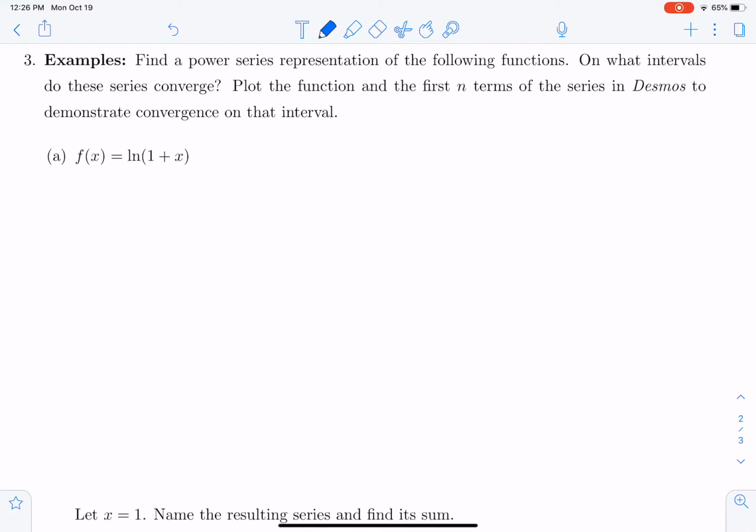Now, natural log of 1 plus x has a derivative of 1 over 1 plus x. So that means that we can write it as the antiderivative of 1 over 1 plus x dx. Another way to think about that is that's the antiderivative of 1 over 1 minus a negative x dx. And so natural log of 1 plus x can be thought of as the antiderivative of something that looks like the sum of a geometric series.